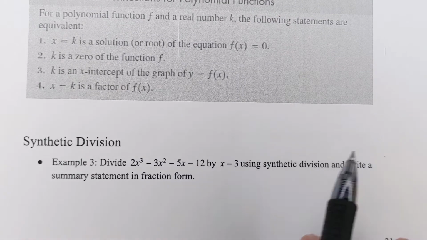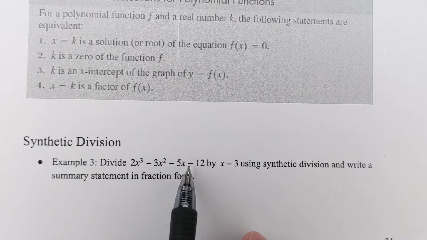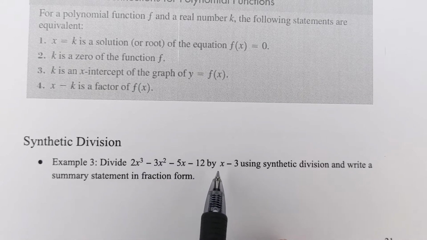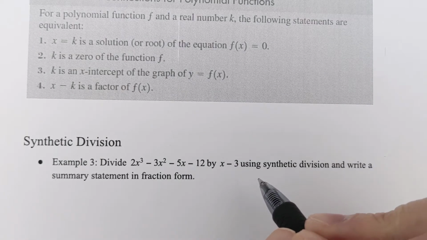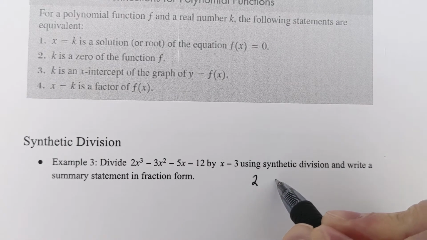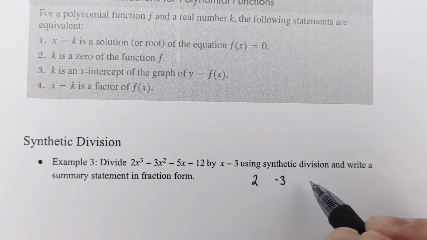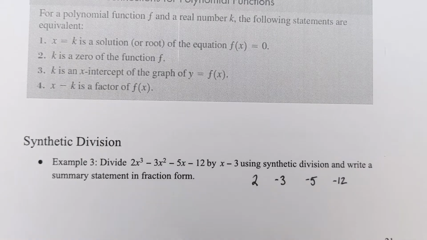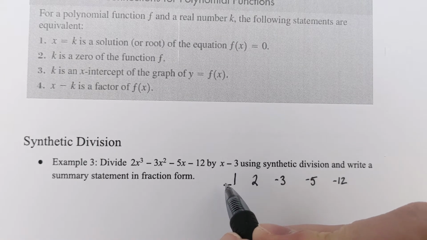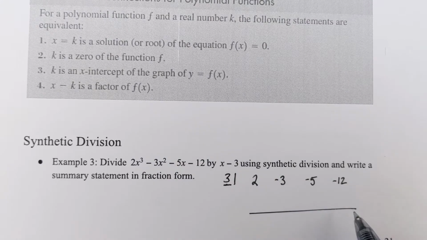Now, the one thing about synthetic division is that you have to have all of the terms present. So if you're missing any, you have to fill zeros in. And you put outside the value for k. So what I actually do is I copy down my coefficients: 2, negative 3, negative 5, and negative 12. So those are my coefficients. I'm not missing any values, so I don't need to fill in any zeros. And then in the box, I put my value for k. Now leave yourself some space.